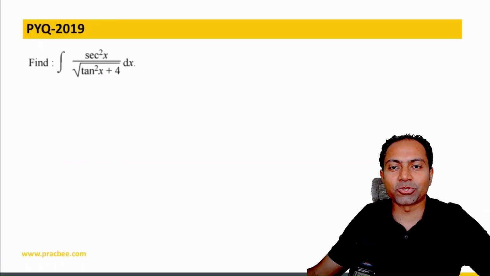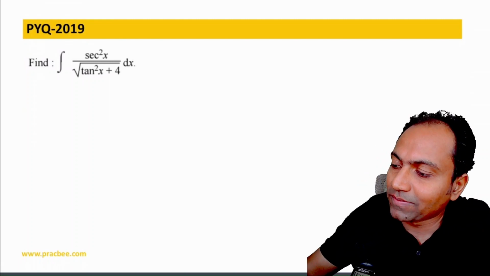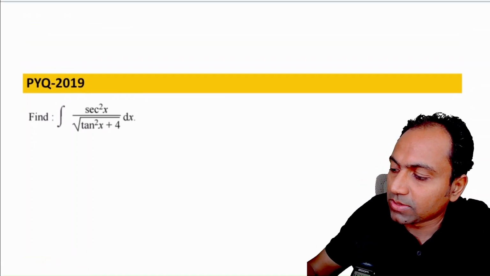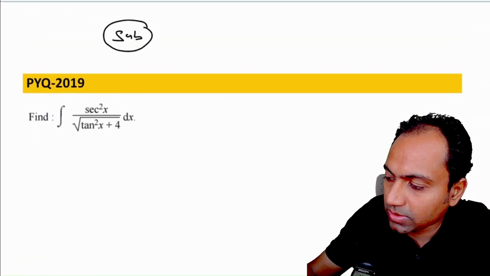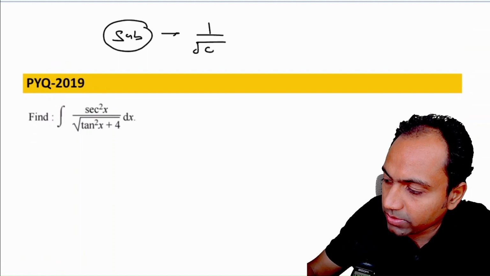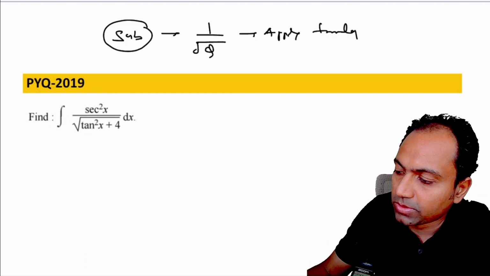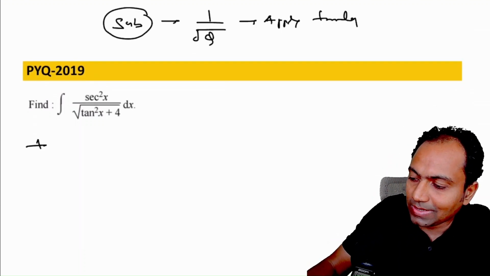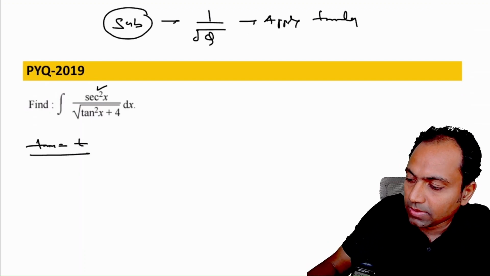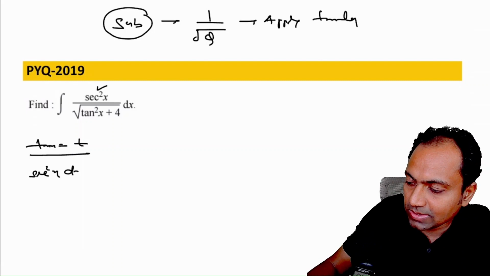Now in this next question, there are two steps involved. First, we are going to do a substitution. So we are first going to do substitution, convert it into 1 by root of quadratic, apply the formula and get the answer. So in this manner we are going to work it out. If I use this logic, then 10x is equal to t we should put, because there is sec square x given. So this becomes sec square x dx equal to dt by 10.